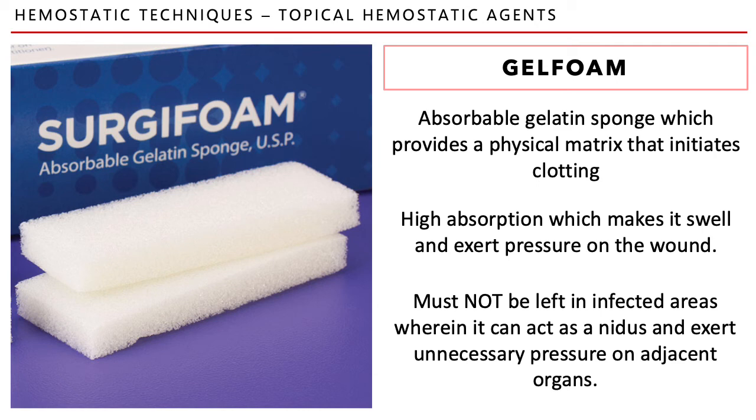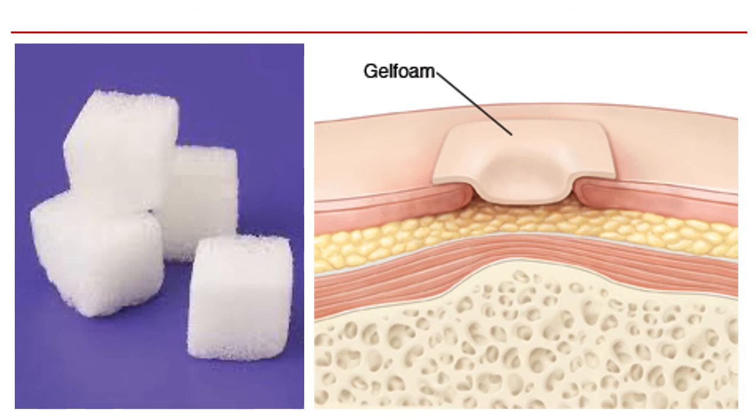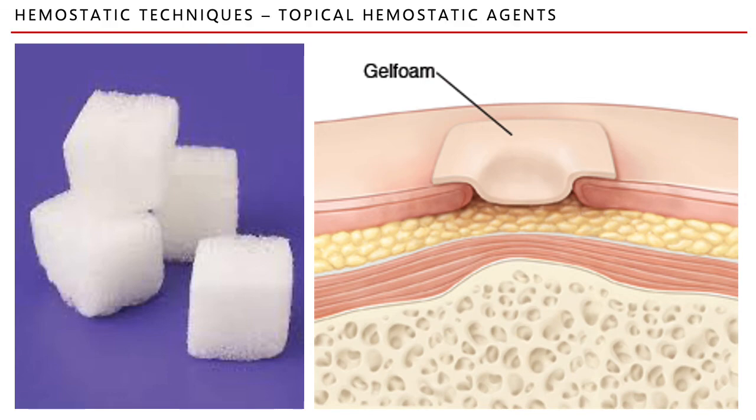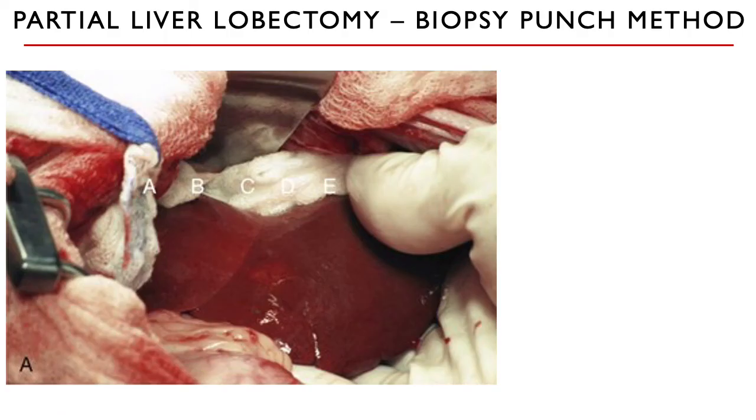pressure in adjacent organs. So you can cut it in different ways, cut it circularly. You can cut it square for it to fit that area wherein you need to pack it, depending on how big the bleeding area is. Okay? For example, you're getting a biopsy. For example, this is a slide from surgery too, wherein you're doing a partial liver lobectomy.